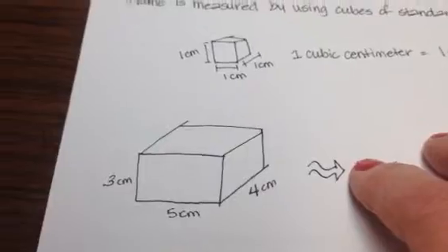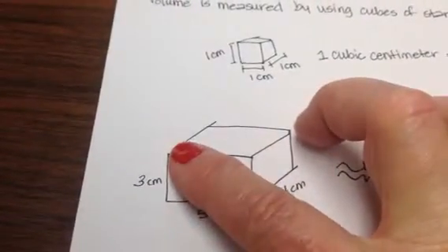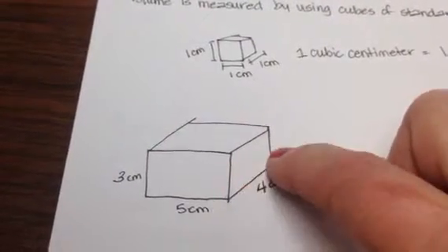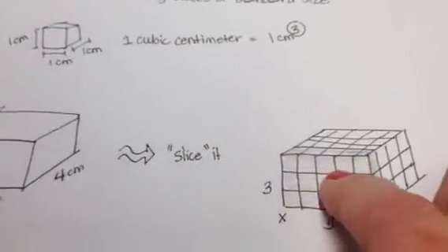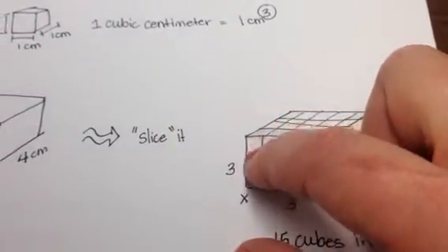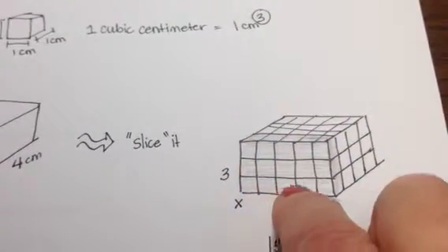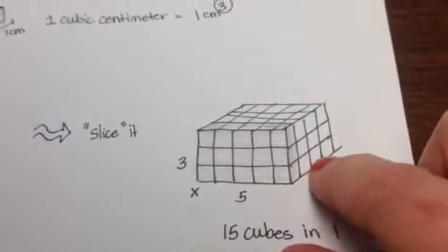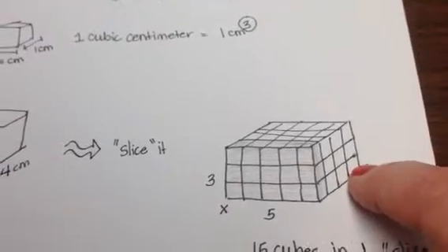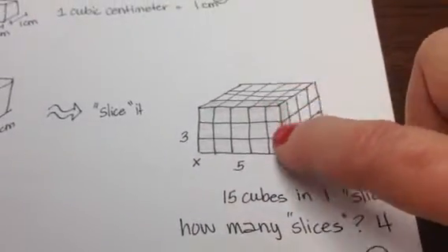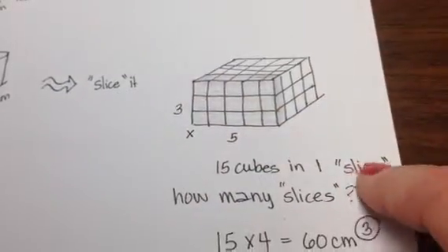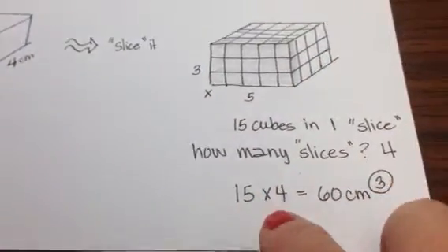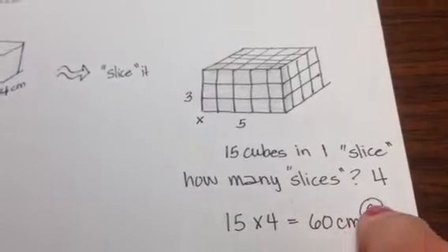So look at this beautiful little box. It is 3 centimeters tall, 5 centimeters wide, 4 centimeters long, or in depth. So we're going to slice it, all right? Here's my 3, here's my 5, 1, 2, 3, 4, 5, and then I said it was how long? 4. So I have 1, 2, 3, 4 deep. Now how many cubes are in just that first slice? Well, 3 times 5 is 15. And how many slices do I have? 1, 2, 3, 4. So 15 times 4 would be 60 centimeters cubed.